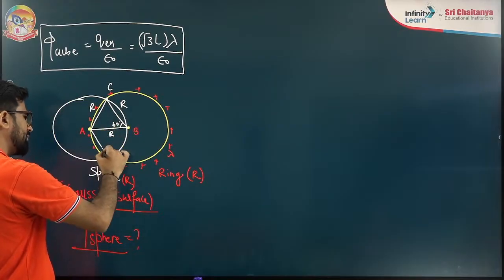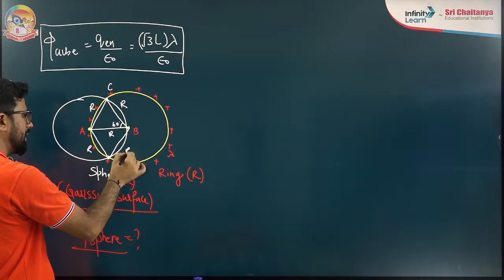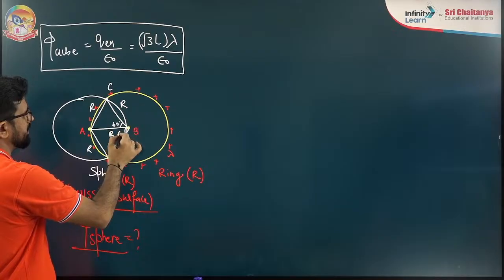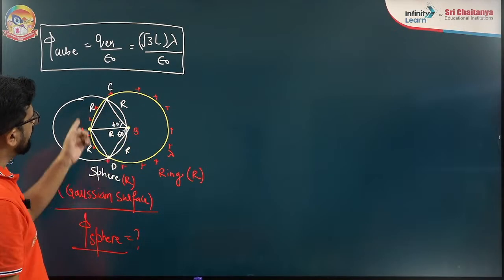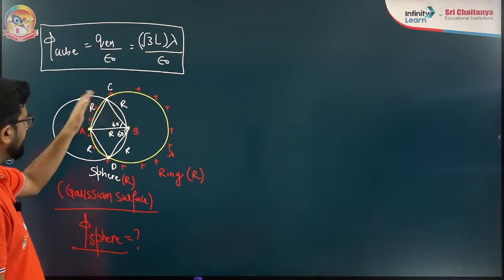Similarly, if you join A to D, it is also R. Similarly, B to D is also R. That means it is also an equilateral triangle, so this angle is also 60 degrees. So if you see this ring, how much angle of this ring is inside the sphere?